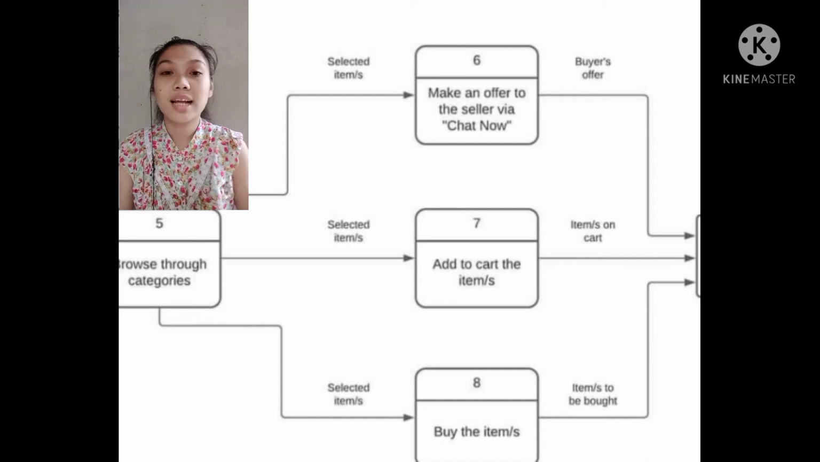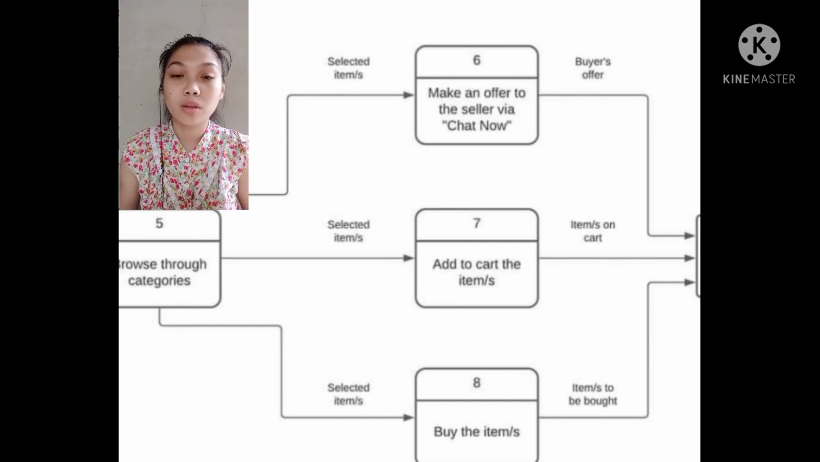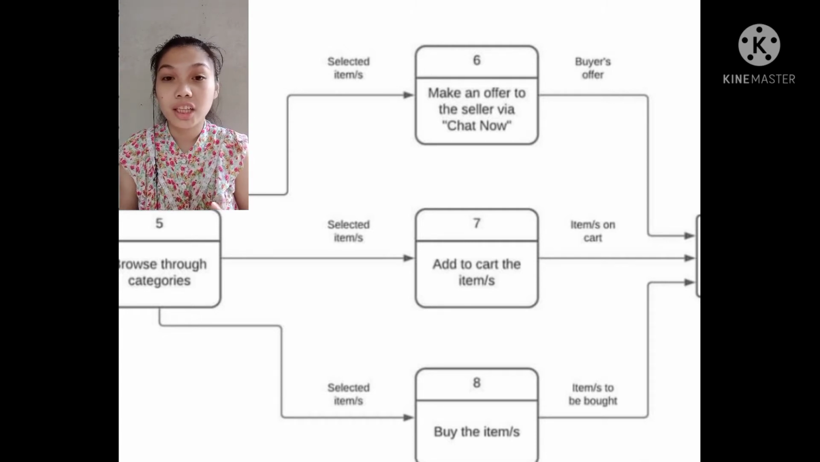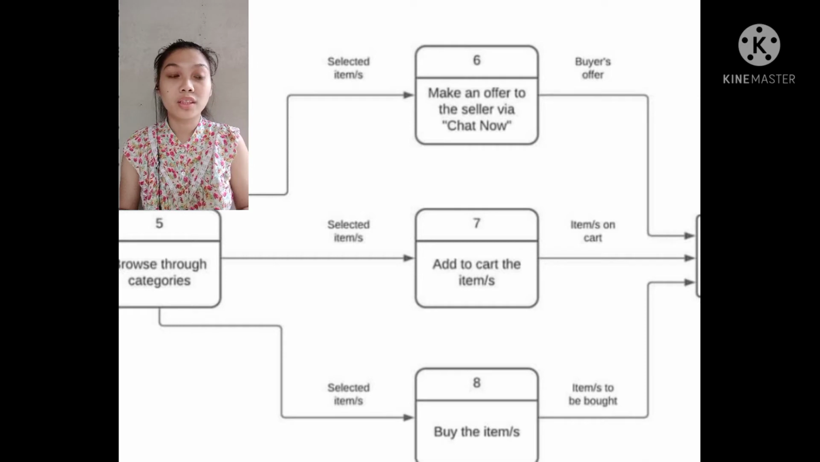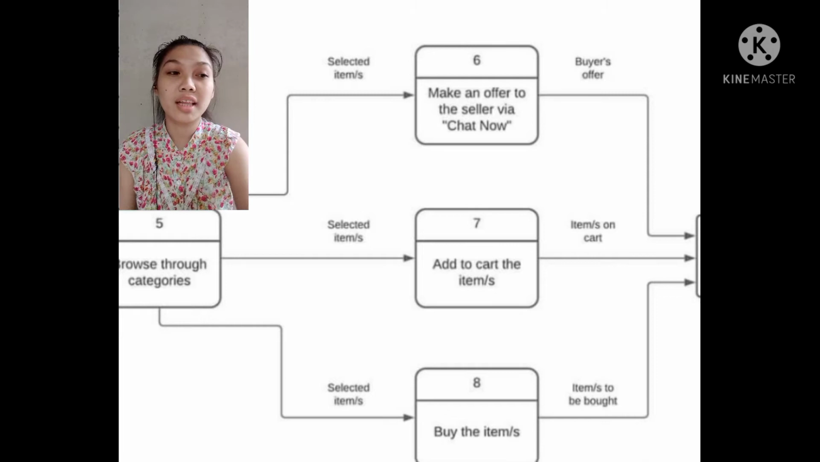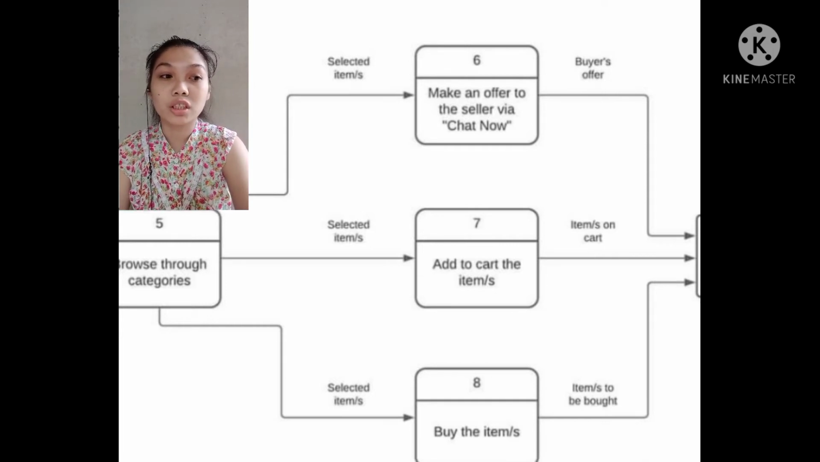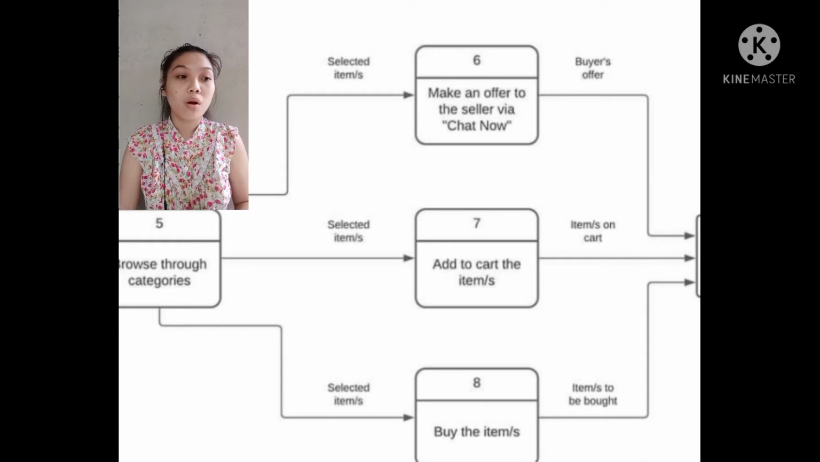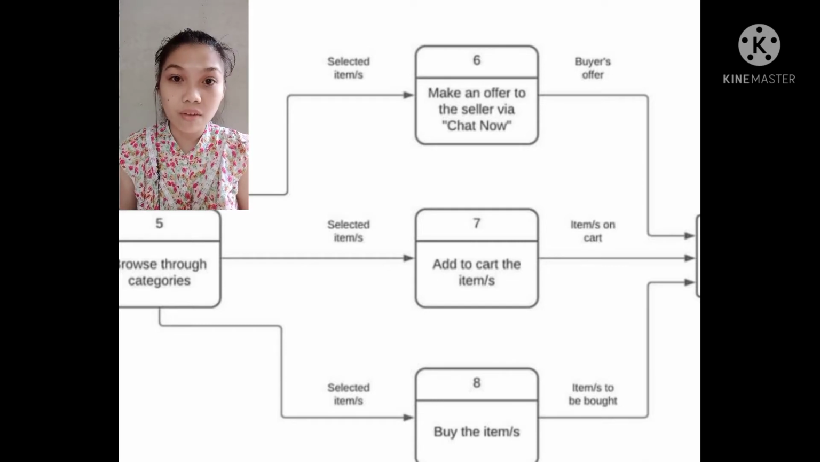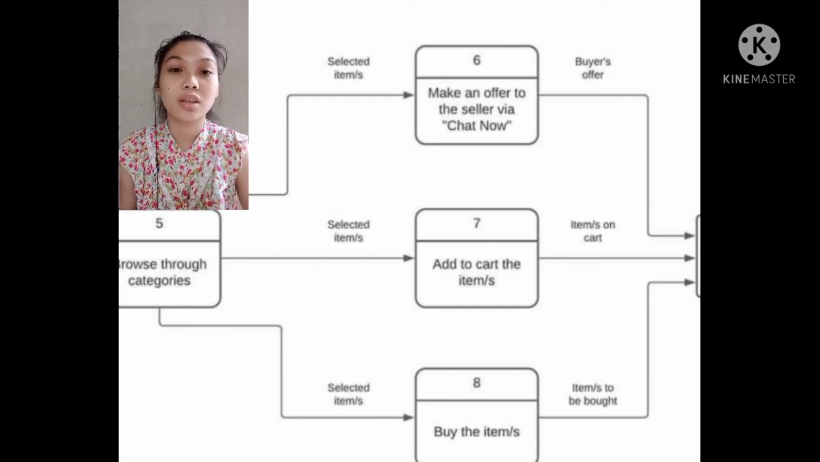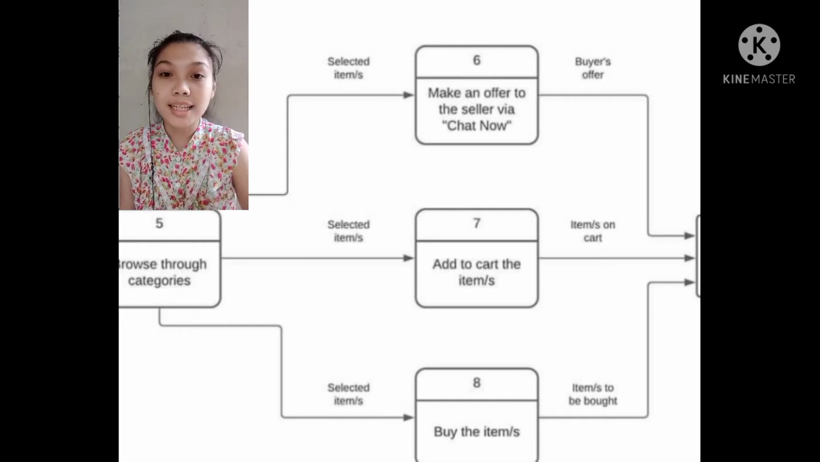Then on the selected items, we're going to create process number 6, which is to make an offer via chat now. And on the selected items again from process number 5, we're going to create process number 7, which is to add the items to cart, and process number 8, which is to buy the items. Processes 6, 7, and 8 are connected to browse through categories because these are the selected items that we want to buy.